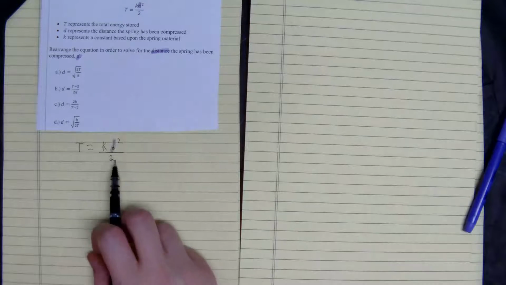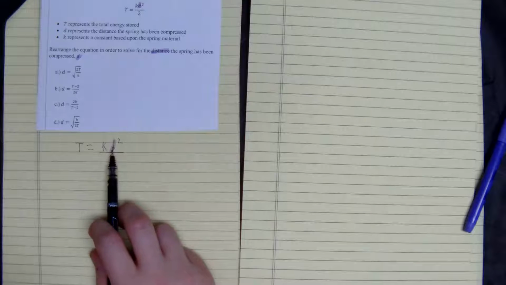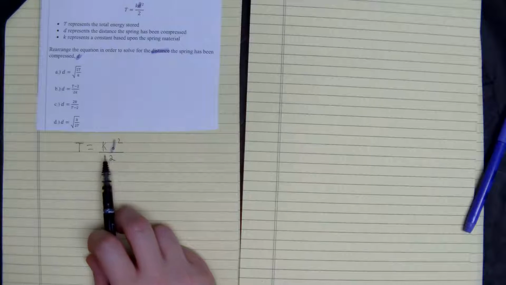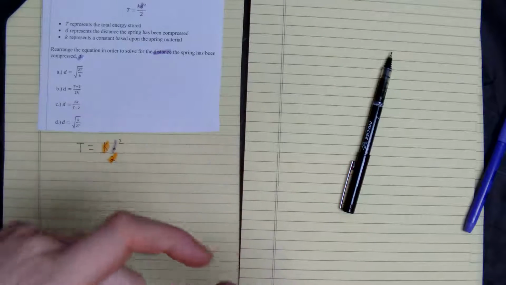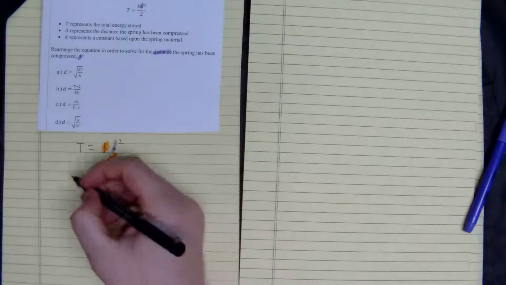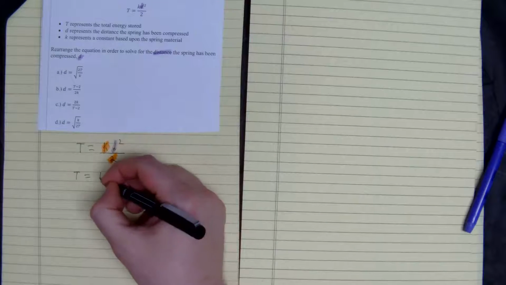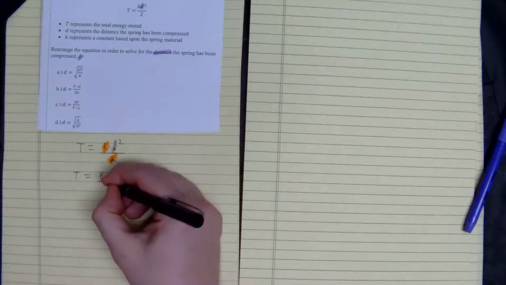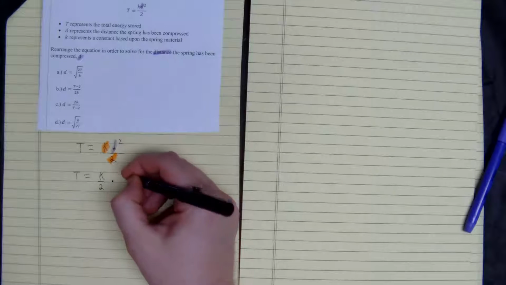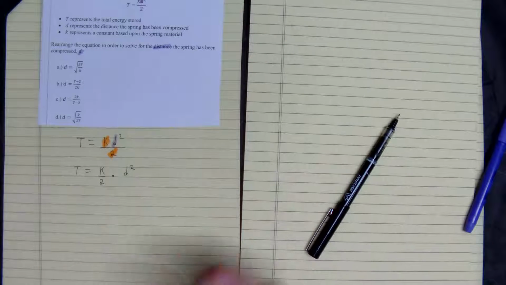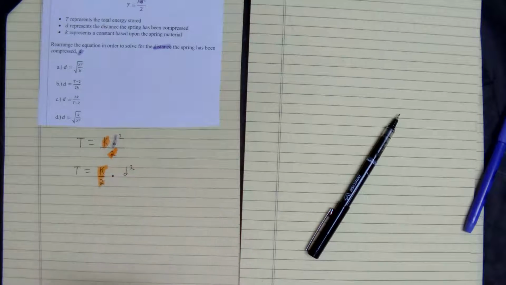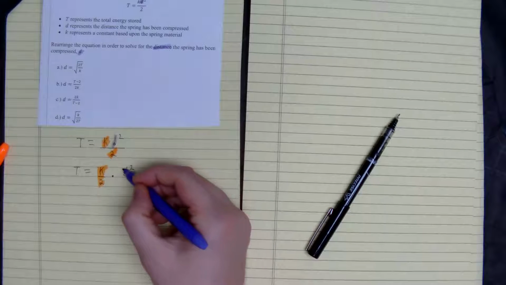So if I'm looking at the order of operations, the first thing I need to do is get D squared isolated so I can square root properly. So the number next to D is K over 2. So we can do this in one fell swoop. We have T is equal to K divided by 2 times D squared. As you can see, we just kind of broke it up for multiplication. The goal is to get that D by itself, but that squared is kind of a menace.